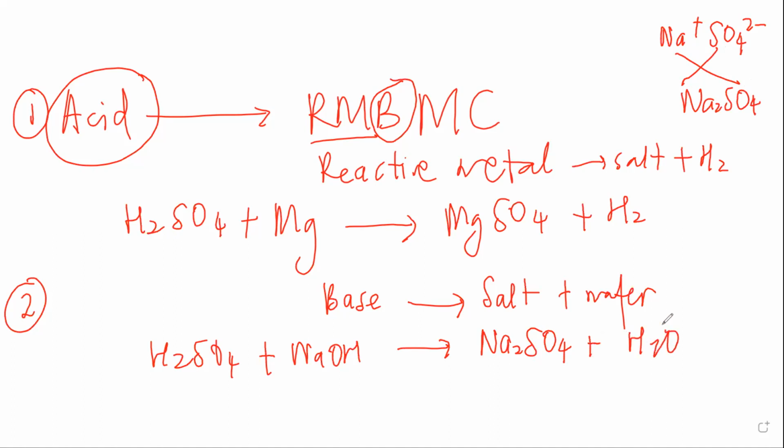Okay, so plus water. How to balance it? I got Na2 here. What do I need to do? Put 2 in front of NaOH. Okay, Naim, 1 mark. I put 2 in front of NaOH. Perfect. You got your second. So you remember already RM done, B done. Okay, acid can also react with MC. What is MC? Metal carbonate. Okay, Nick, another 1 mark there for you.